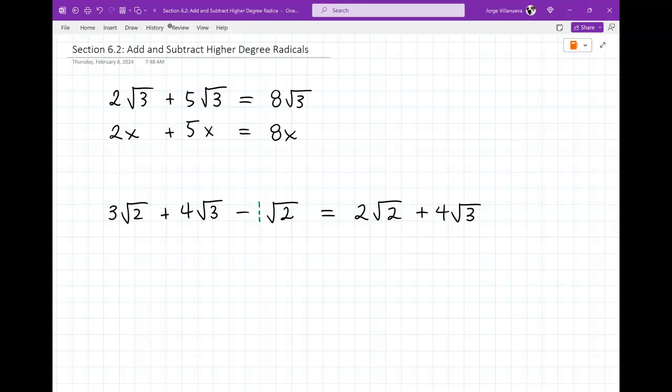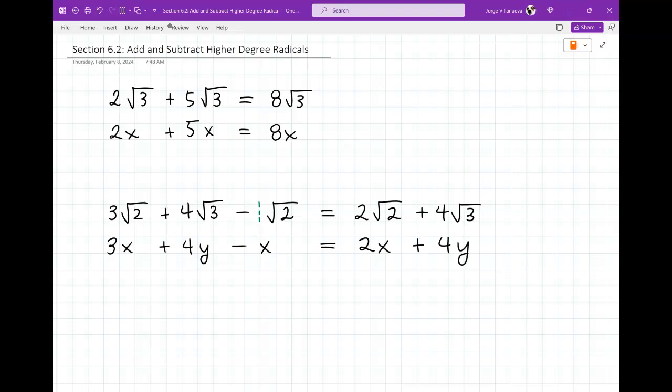I can't put those together. They don't have the same radicals, the same square roots. Square root of 2, square root of 3, they're different, so I can't mess with them. It's the same as if I were to write 3x plus 4y minus x. Well, my answer would be 2x plus 4y, right?